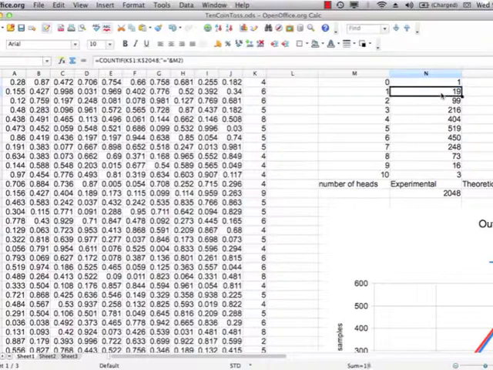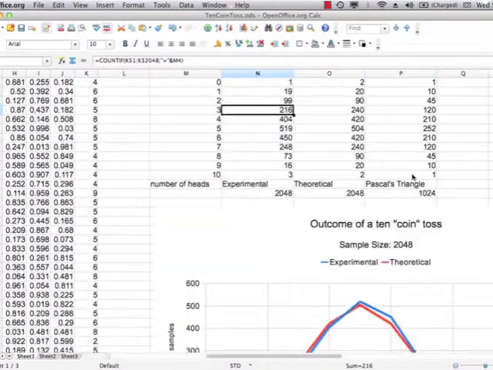Then how many times did I count one head? How many times did I count two heads? How many times did I count three heads? All the way up. So this is counting in column K how many heads I came up with in my simulation. Then I've got my theoretical prediction.